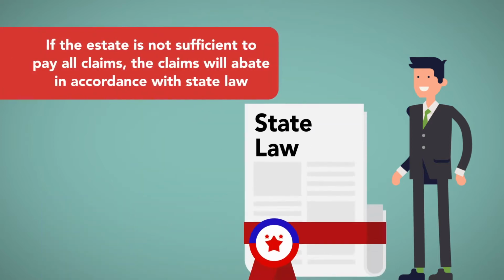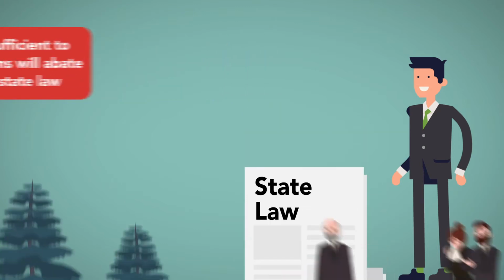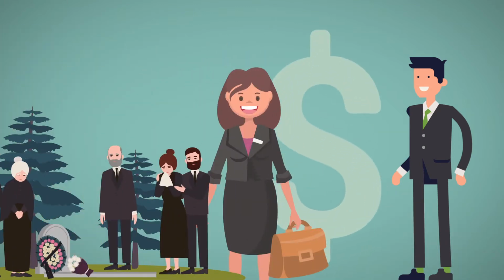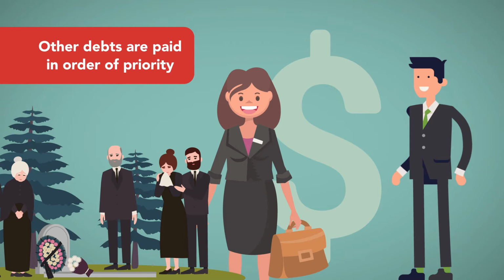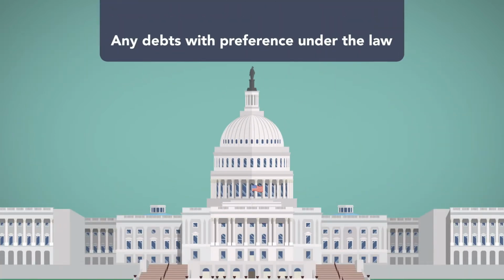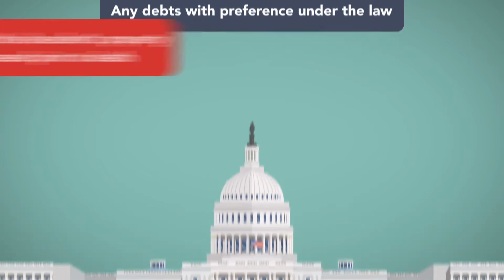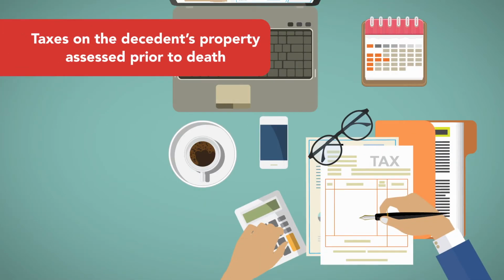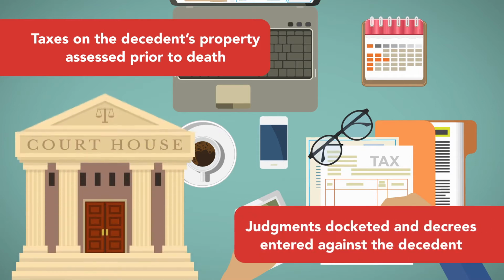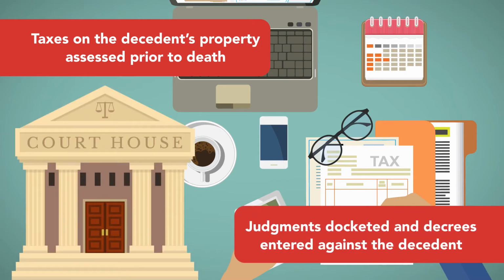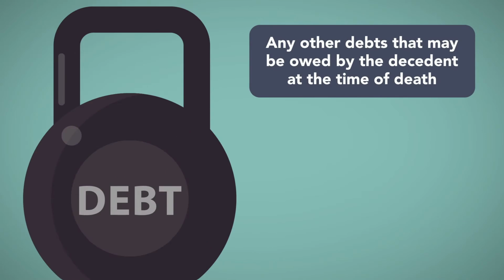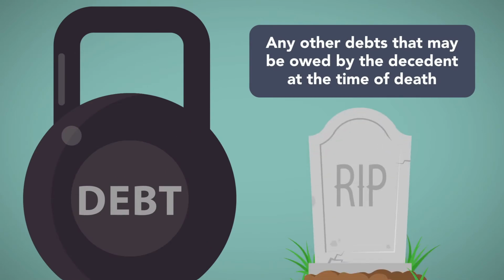If the estate is not sufficient to pay all claims, the claims will abate in accordance with state law. Typically, funeral and burial expenses, fees of the attorney for the estate, and executor's fees take first priority. Other debts are paid in order of priority. For example, first paid are any debts with preference under the law, such as federal or state income tax obligations, then taxes on the decedent's property assessed prior to death, and judgments docketed and decrees entered against the decedent, and finally, any other debts that may be owed by the decedent at the time of death.